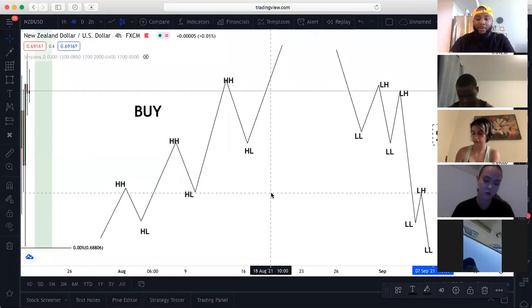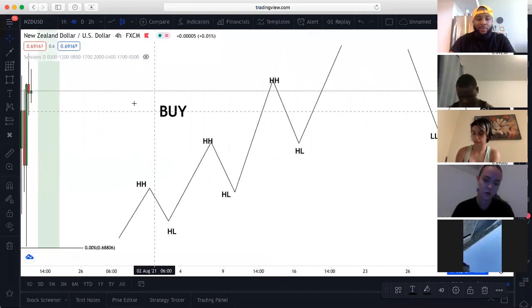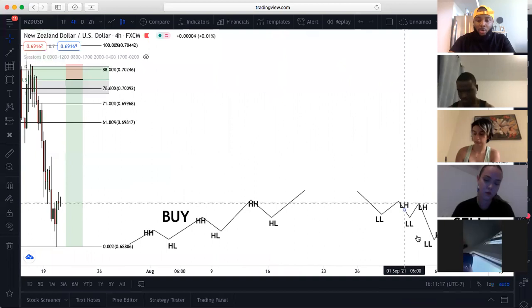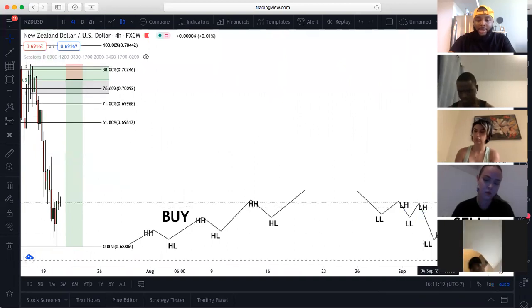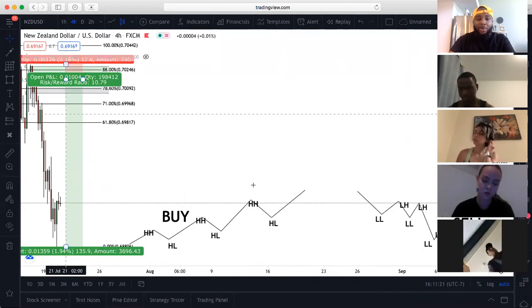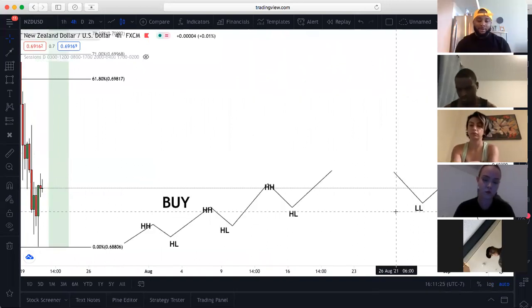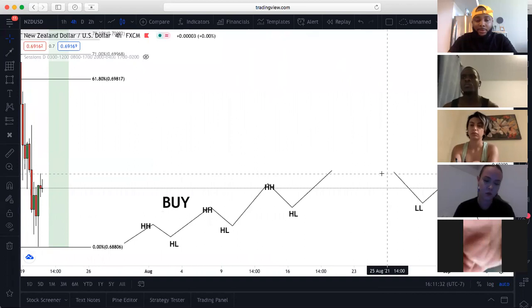Now, here's why. If the market's pushing downwards, lower low, lower high, lower low, lower high, and you keep trying to find that buy opportunity, you know what you're ultimately doing? You're trying to catch a falling knife. You're trying to find the bottom, and you're just going to keep stabbing you and stabbing you and stabbing you, and you keep blowing your account that way.